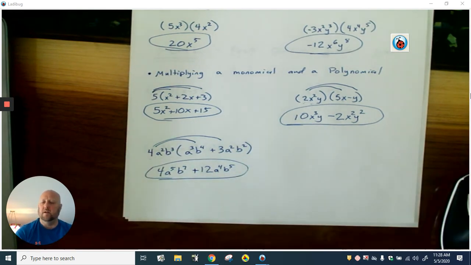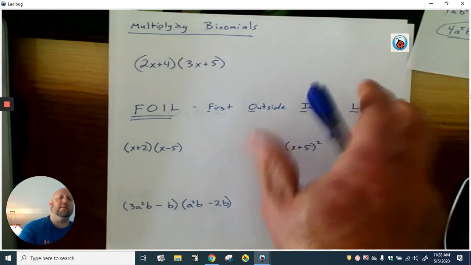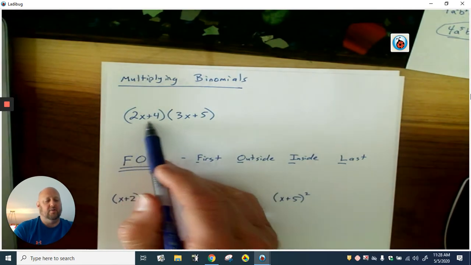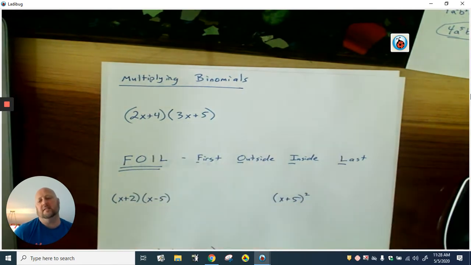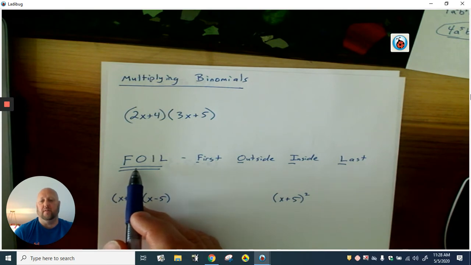So multiplying monomials together or a monomial times any kind of polynomial, fairly simple process. Just make sure you use the distributive property. Now when we multiply binomials together, where we have a binomial and then another binomial, the process gets a little bit more involved. We have to use what we call the FOIL method.